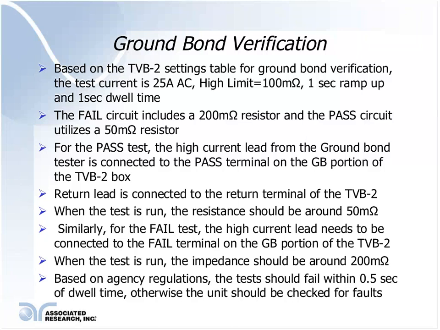Again, it is important to remember that in accordance with the agency regulations, the test should fail within 0.5 seconds of the dwell cycle. Remember here we set our dwell time to 1 second, and we should expect the test to fail within 0.5 seconds of the dwell cycle. If the test does not fail, the unit is not properly reading the resistance values and should be analyzed and checked for faults or defects. So that concludes our ground-bond test verification.